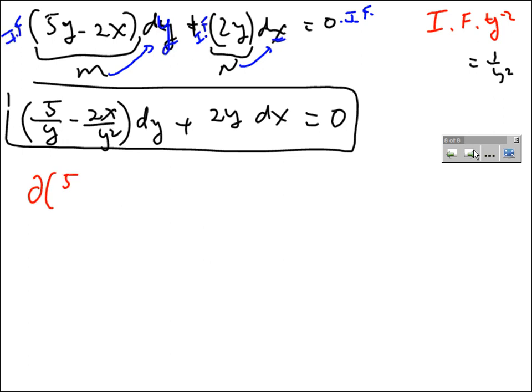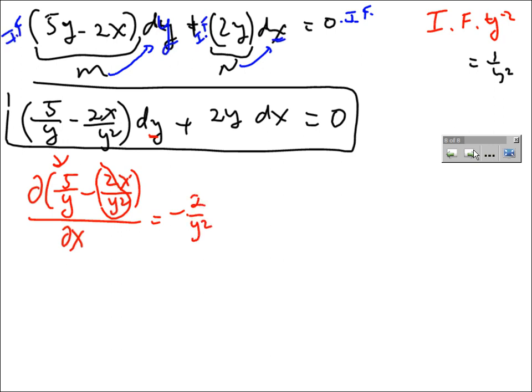What is the partial of 5 over y minus 2x over y squared with respect to not y but x? Well, that's a function just of y, it's 0, minus, it's that constant times x. So it's just going to be the constant. Now, let's take the partial of this. The partial of 2y with respect to not x.